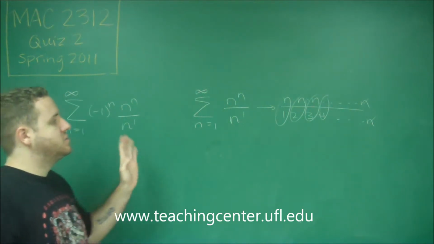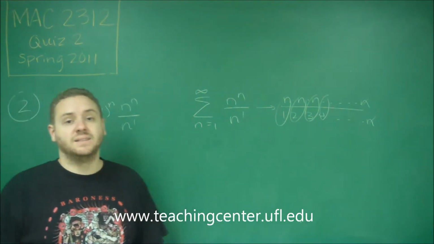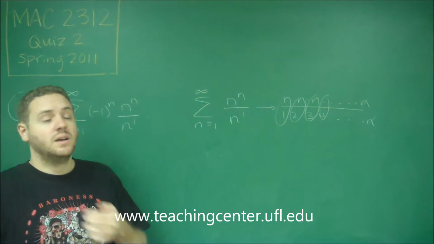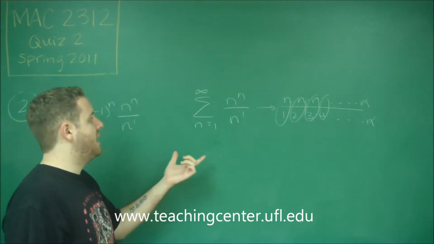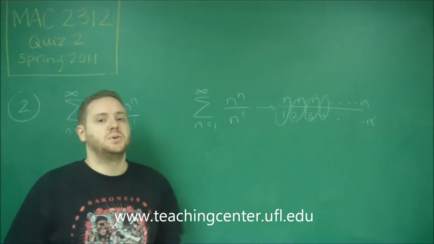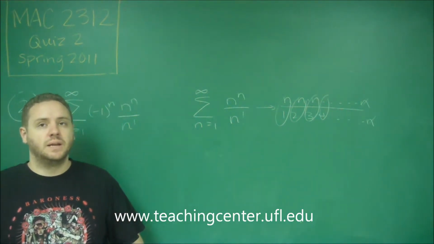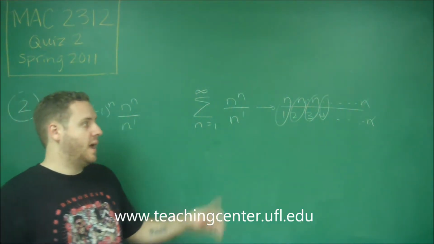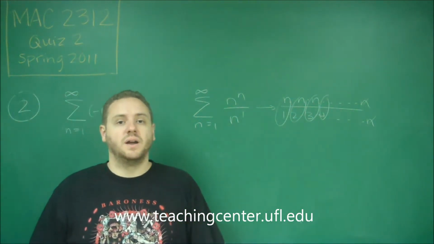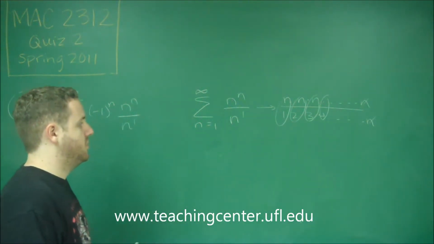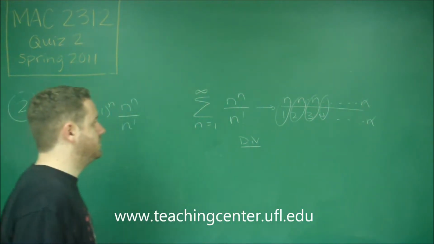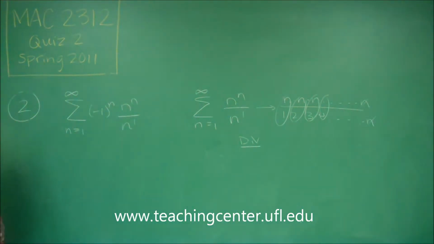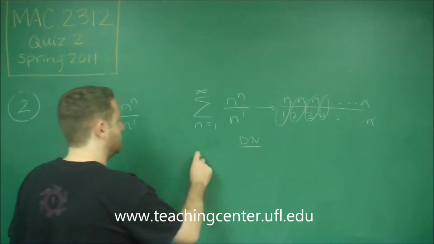So as n goes to infinity, this is a product of n's, and its limit is infinity. So remember that by the test for divergence, if you have a series whose limit is not 0, it's automatically divergent. And this limit is clearly not 0. So this is definitely going to be divergent. So let's show that by the ratio test as well.